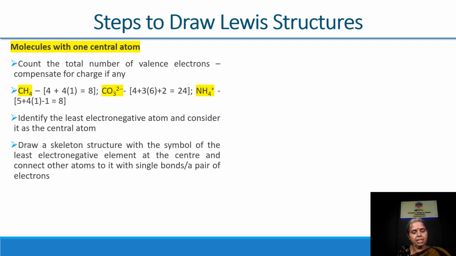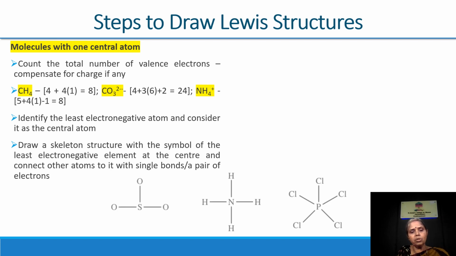Why should you identify the least electronegative atom or the least electronegative element? That is the center. And after putting it at the center, surround it with the other atoms of other elements and connect the central atom with the outer atoms with one pair of electrons each, with one single bond. For example, you can see the SO3 here. Sulfur is less electronegative than oxygen. So sulfur is considered as the central atom here.